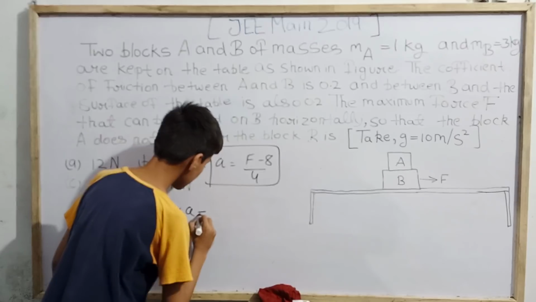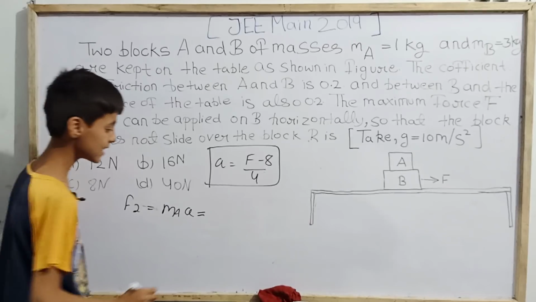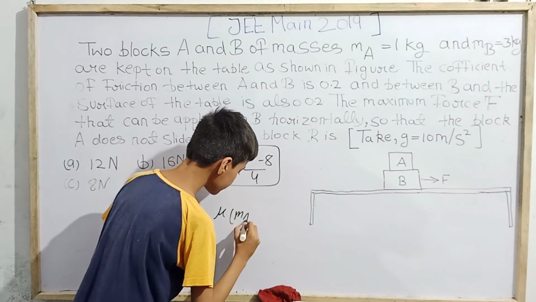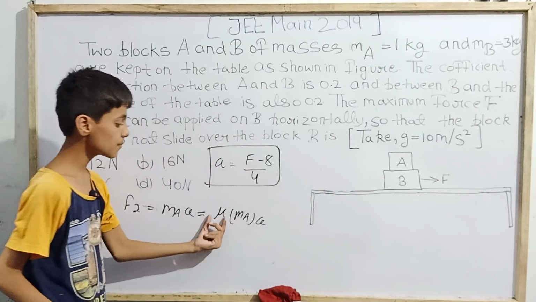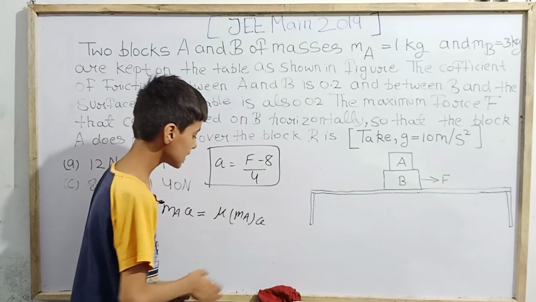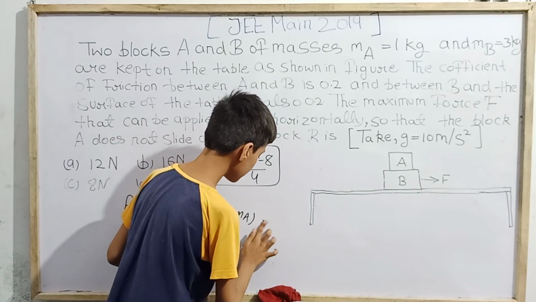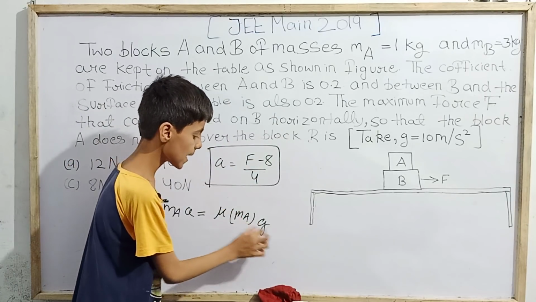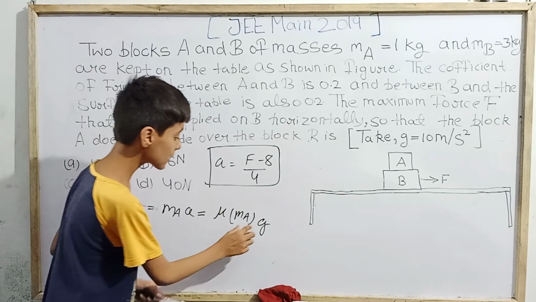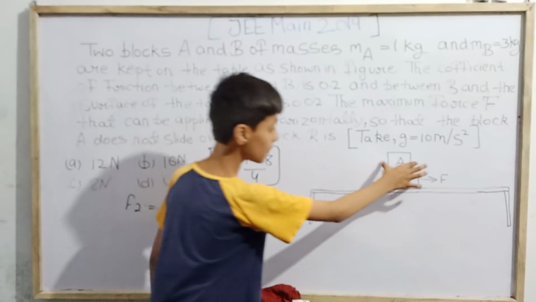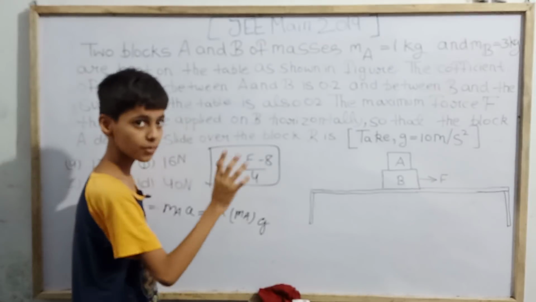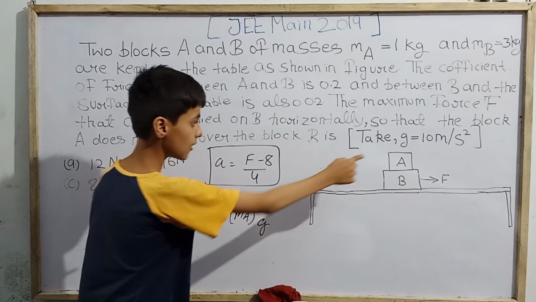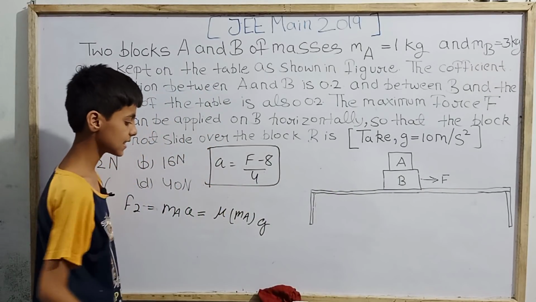To frictional force we can write in a different manner, that is mu times N, where, sorry, here g will be there. Mu times N, where N value is MAG. Here the normal contact force on the block of mass MA we have to take, means on block A. This is for the frictional force on this block. So mu MA times g.